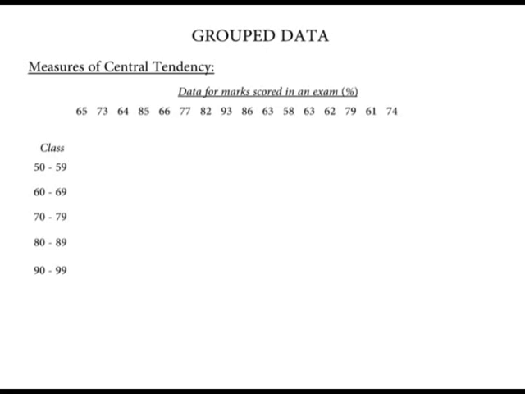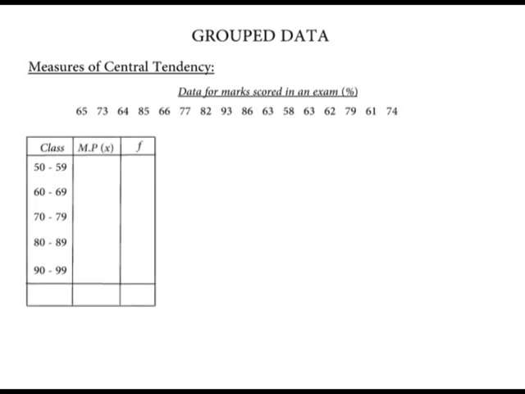Now, when working with grouped data, there is a new column that you must form. That is the midpoint. In the column for classes, we have class limits. In the class of 50 to 59, 50 is called the lower limit and 59 is the upper limit. For the class of 70 to 79, 70 is the lower limit and 79 is the upper limit. To find the midpoint for each class, we get the average of the upper and lower limit.